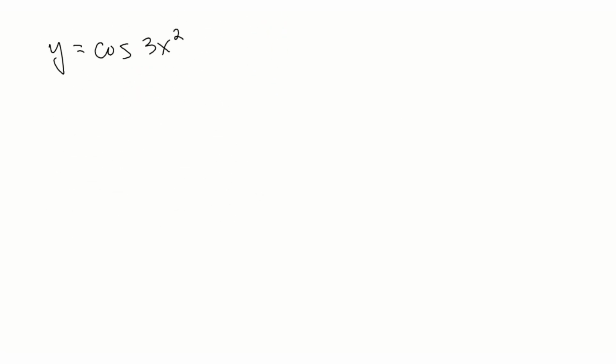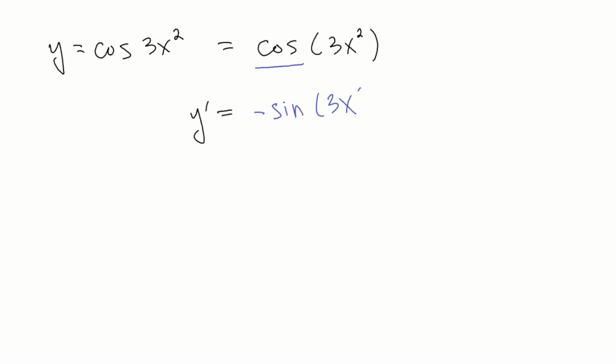For the following examples, pay attention to the implicit and explicit parentheses. y equals cosine of 3x squared. This means we're taking the cosine of the quantity 3x squared. The exponent is only attached to the x. So what's the outside function? The outside function is cosine, and the derivative of cosine is negative sine. Remember to leave the inside function alone. Then multiply all that by the derivative of the inside function. The derivative of 3x squared is 6x.